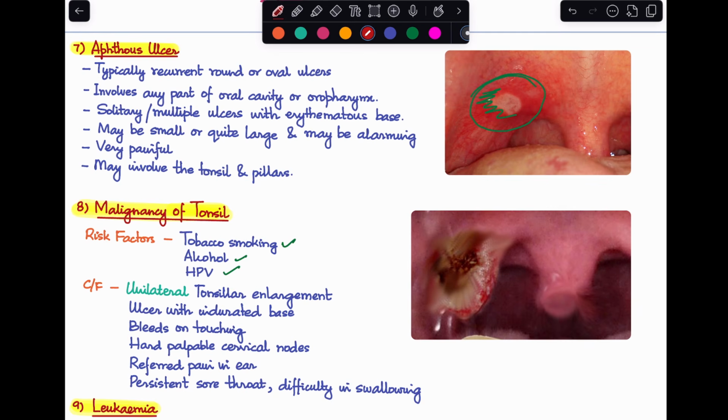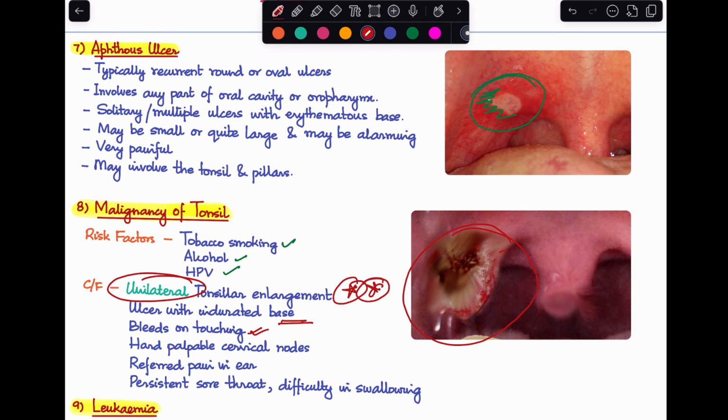The features that these patients will come to you with: they will have a unilateral tonsillar enlargement. This is very important. Very rarely do we see a bilateral involvement here. So there will be a unilateral tonsillar enlargement. We'll see an ulcer with an indurated base. If you look at the image here, this is what a malignant ulcer typically looks like.